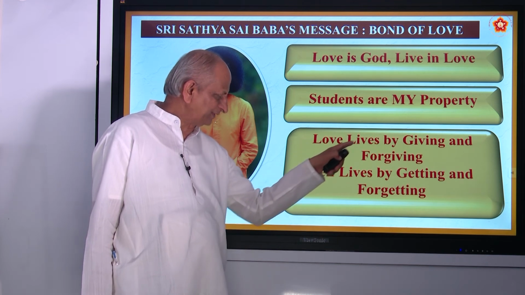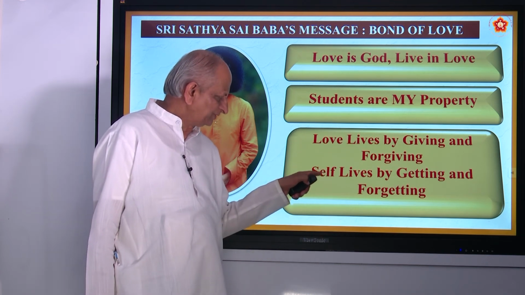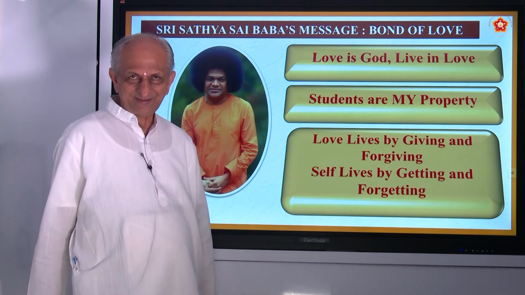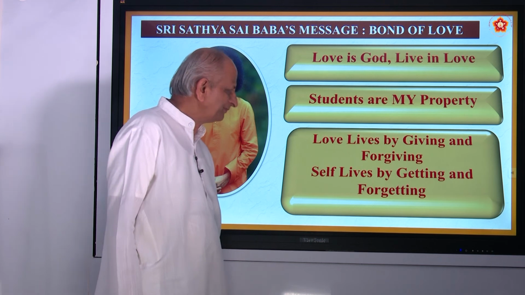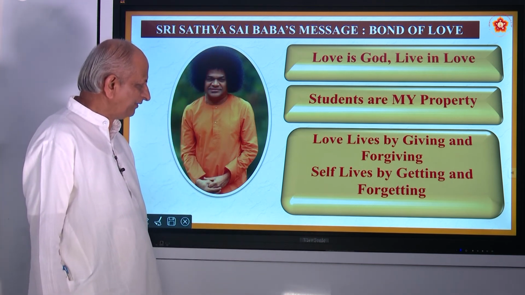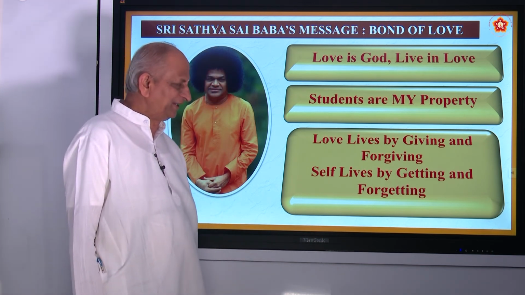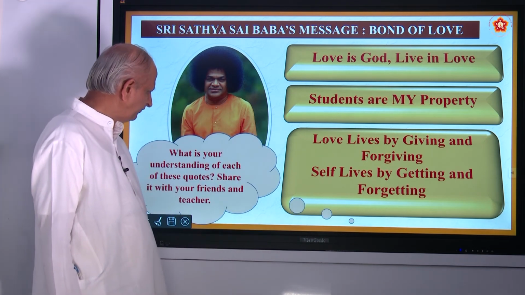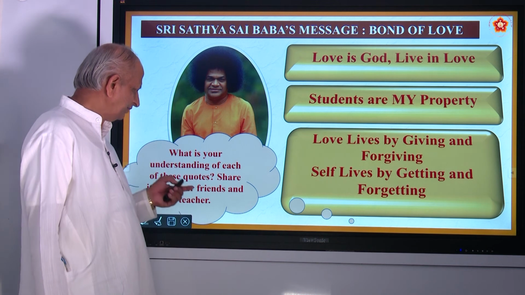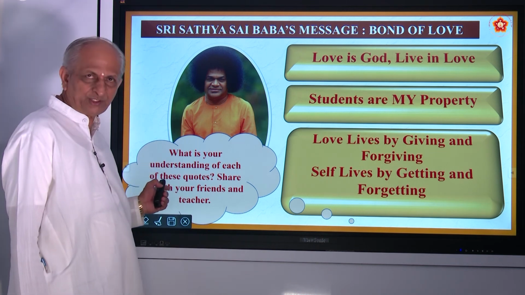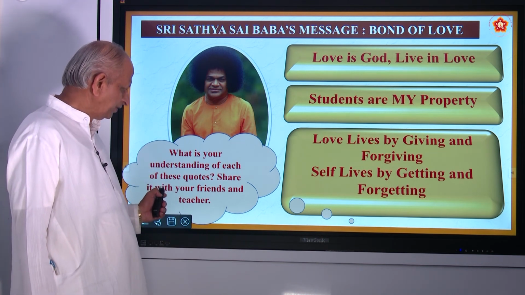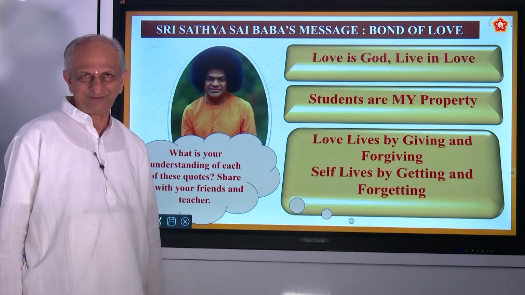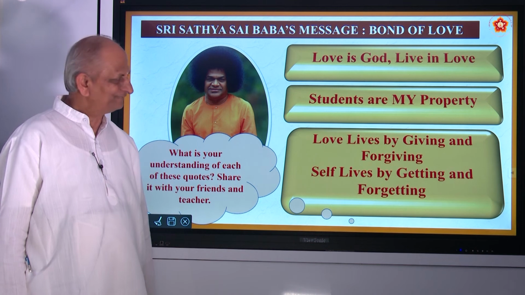As against this, love is selflessness. Self is lovelessness. Self lives by getting and forgetting, taking things from others. That is self. So love is giving and forgiving. Self is getting and forgetting. Okay, this is Baba's message about the bond of love. So you must tell what is your understanding of each of these quotations. You have to share with your friends and the teacher. So what does this quotation stand for? Will you do it? Okay.